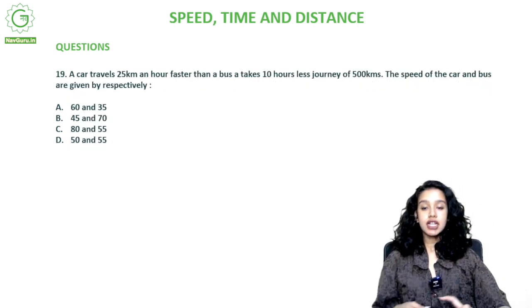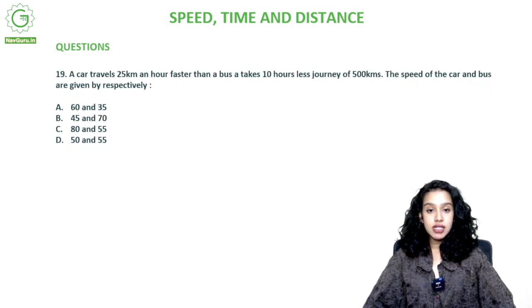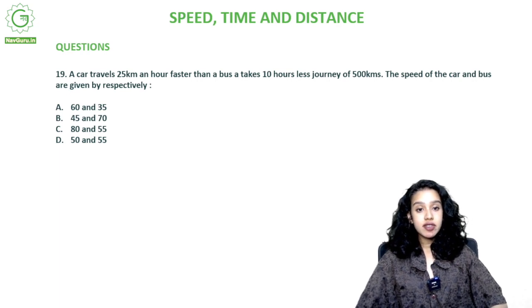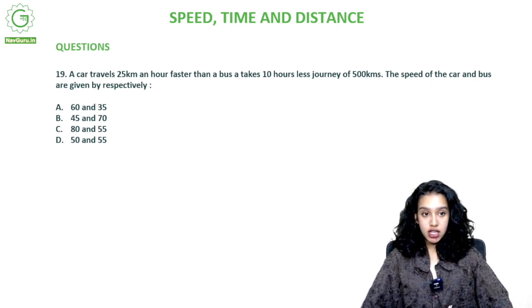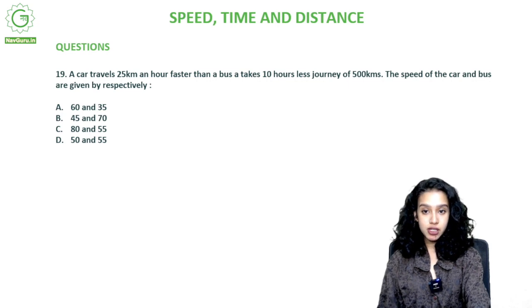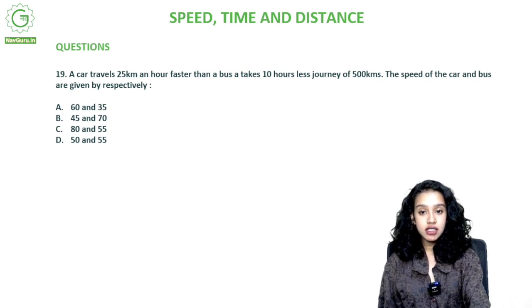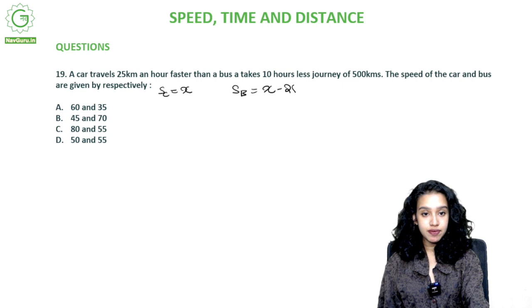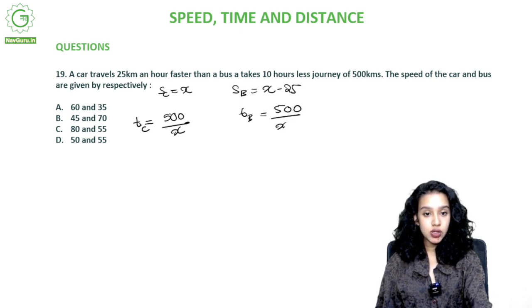Now, a car travels 25 km an hour faster than a bus. It takes 10 hours less for a journey of 500 kilometers. The speeds of the car and bus are given by, respectively: the speed of car is x and the speed of bus is x minus 25. If the time taken by the car to cover the whole distance is 500 by x, then the time taken by the bus is 500 by x minus 25.